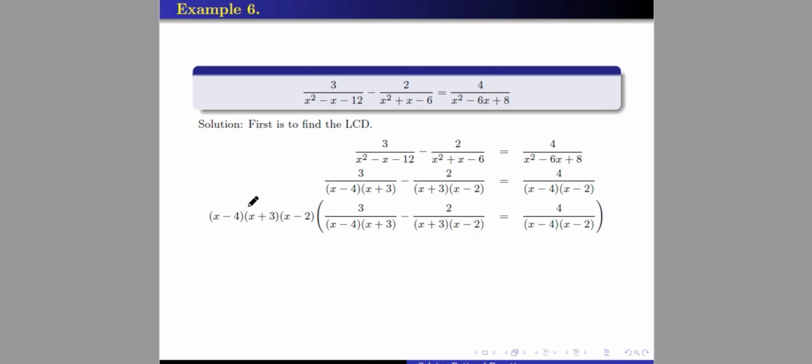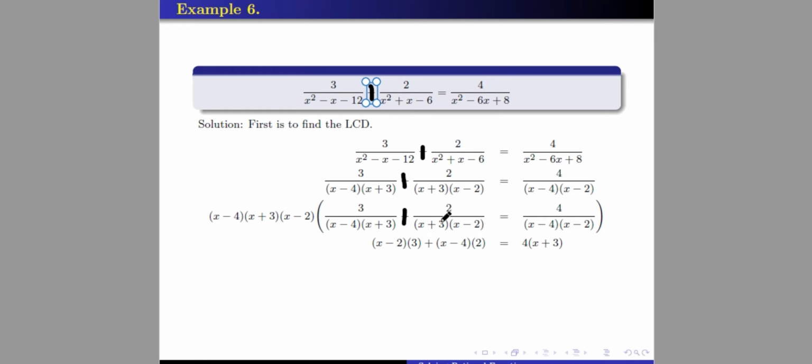So we'll distribute. Okay, so let's look at this first. If we distribute x minus 4, this LCD, to this first term, we can cancel x minus 4, x plus 3, right? So we're left with x minus 2 times 3. Okay, so next, let's look at this part. So actually this is plus, this is not minus. The given is plus. Okay, so this is plus.